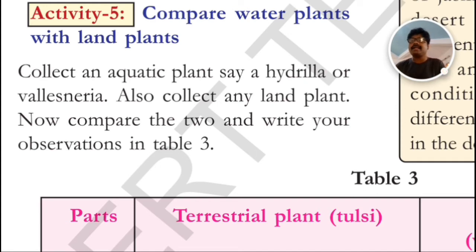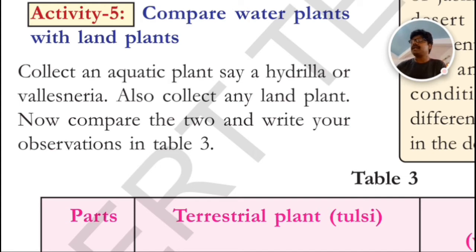And collect an aquatic plant, say a hydrilla. Hydrilla is a water plant. Yes, you're right. Or Vallisneria. Vallisneria or hydrilla. These are the plants that live in water, so we call them aquatic plants. And also collect any land plant, for example, you take groundnut plant, rose plant, or any other small plant. Okay, and now compare the two and write your observations.